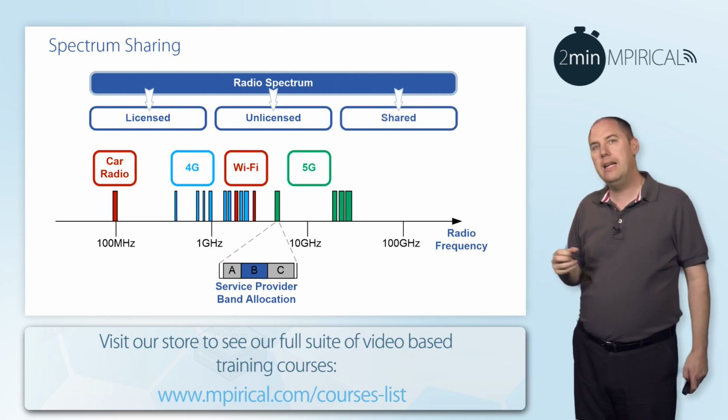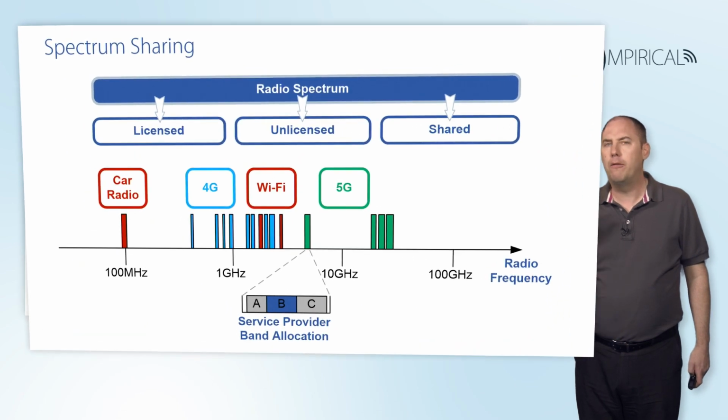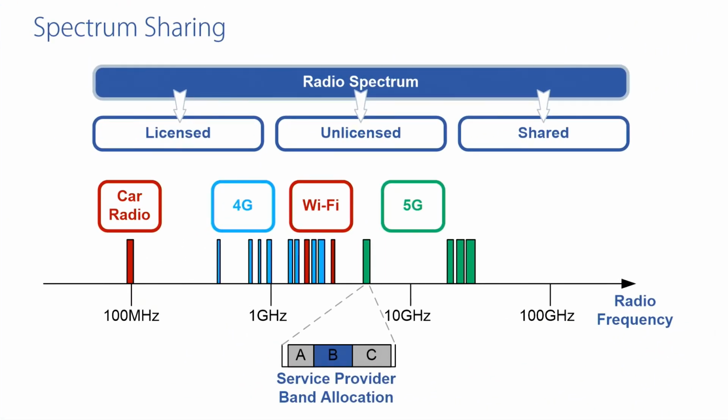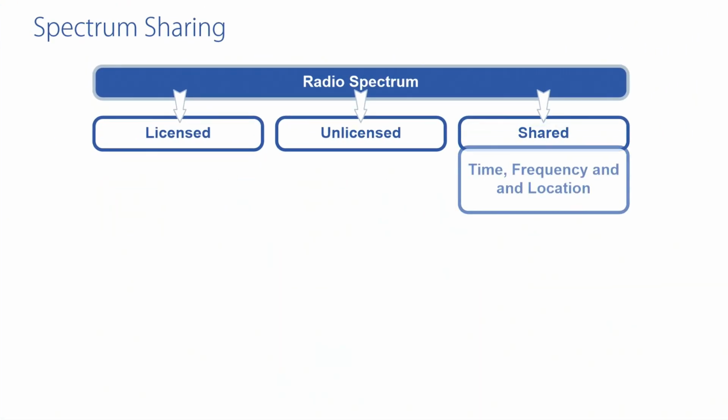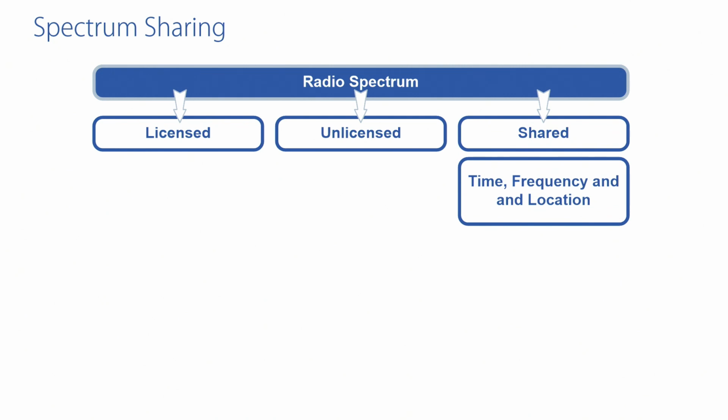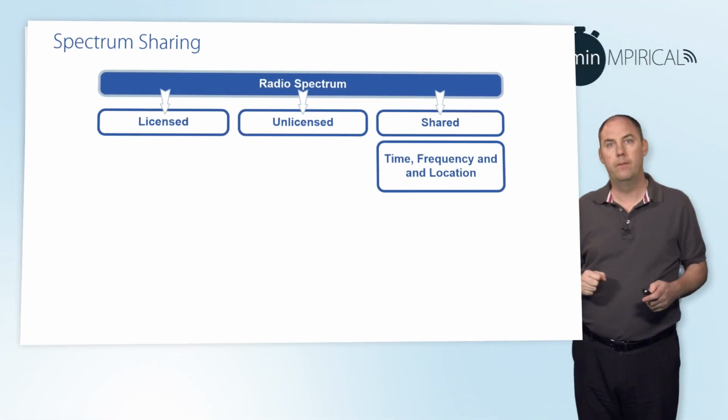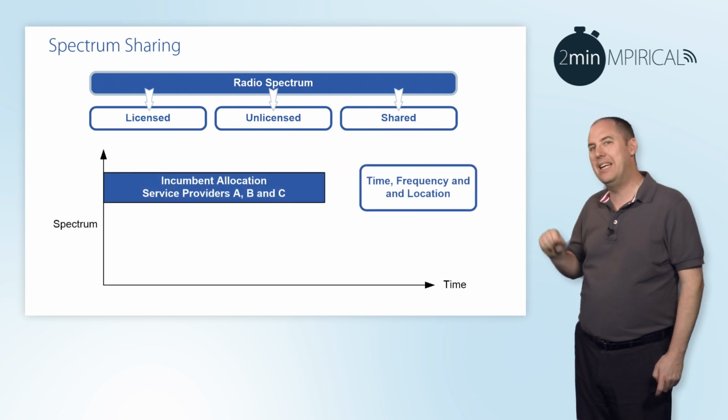And then finally, we have the concept of shared spectrum. What is shared spectrum? And the key thing here is it's all about sharing the spectrum. It's about sharing it in the time domain, the frequency domain, and possibly based on location as well. So let's have a look at that in action.